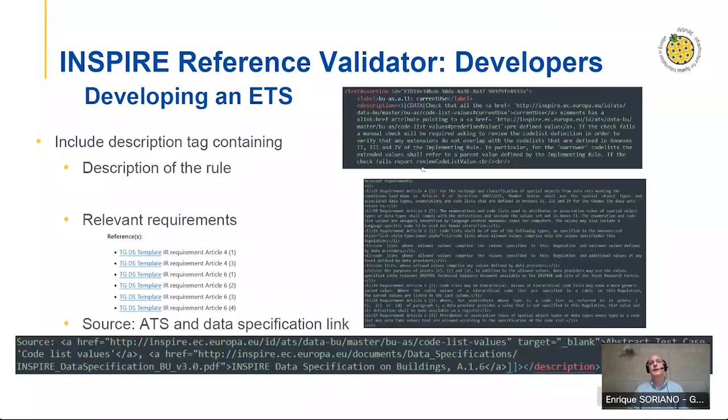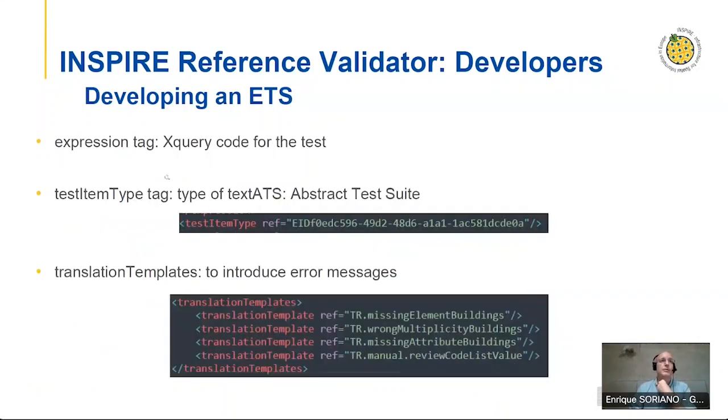So when you create an ETS, apart from creating the code for the validation, it is super important to include also where this ETS is coming from and the link to the ATS. So you can reason about why your data, dataset or service is failing when executing this ETS. So you have to put an XQuery code and also an ID linking to the ATS.